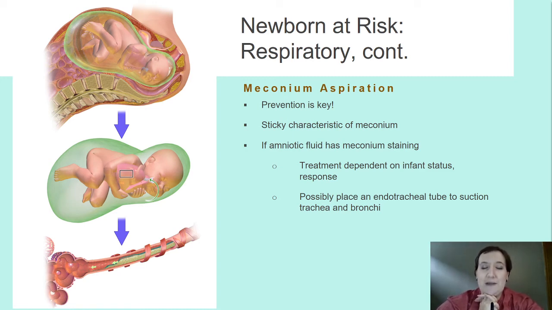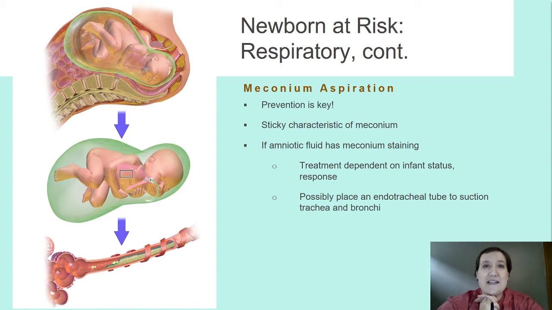So with a meconium baby, our amniotic fluid is stained. That's a great thing to know about when you're getting a report on the mother-baby unit. Is my fluid clear or is it meconium-stained? And then, how is my baby responding? If my baby is struggling, then they possibly will place an ET tube. They will possibly intubate to deep suction the trachea and the bronchi.